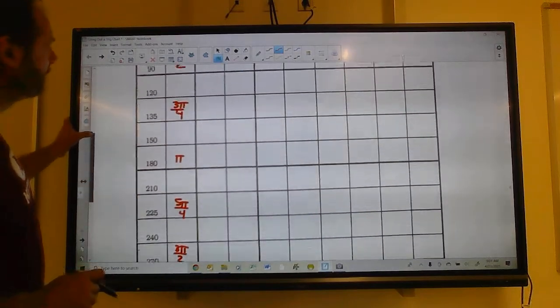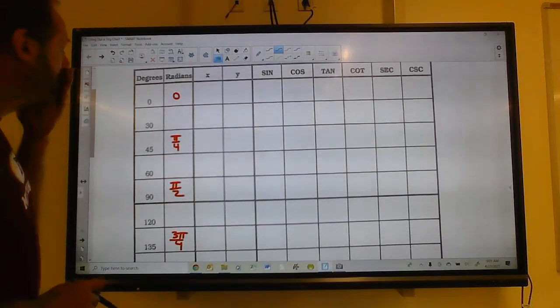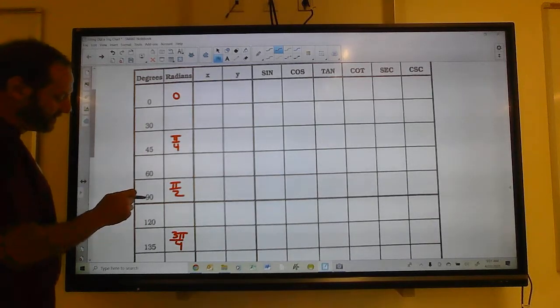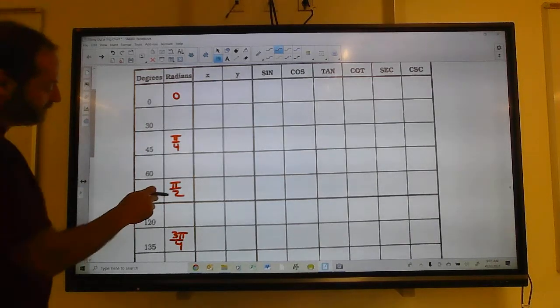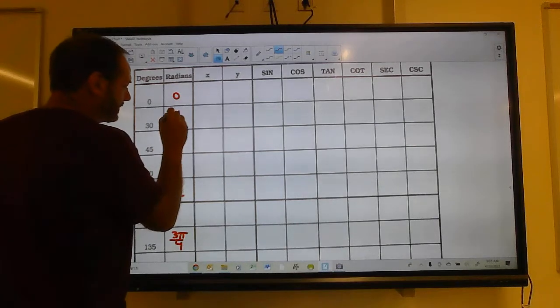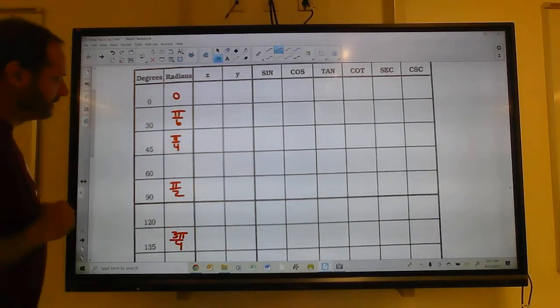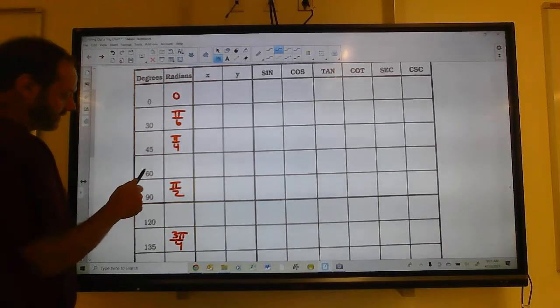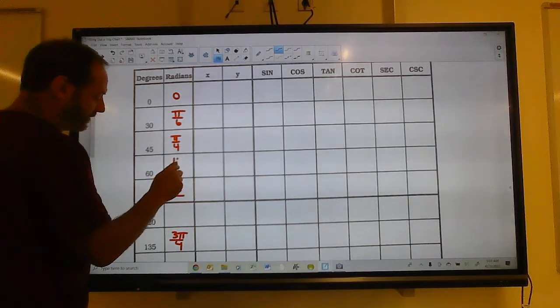Now we're going to go back and do the 30s. Okay, so remember, this is pi over 2, and 30 degrees is 1/3 of 90. So if we take 1/3 of pi over 2, that's pi over 6. Okay, which would make this 2 pi over 6, because that's twice as big as 30, which is just pi over 3.